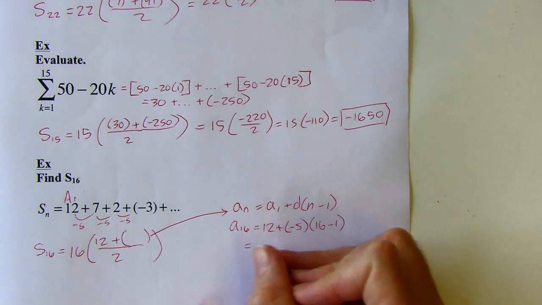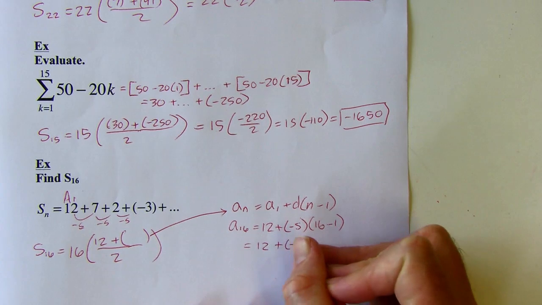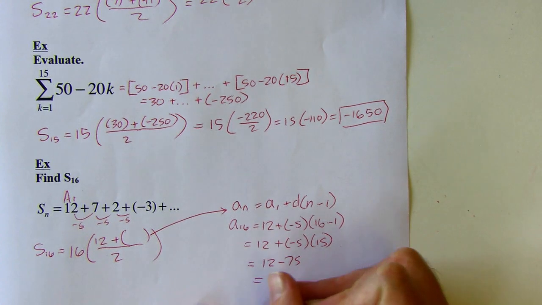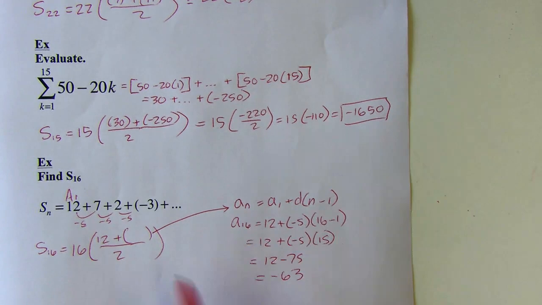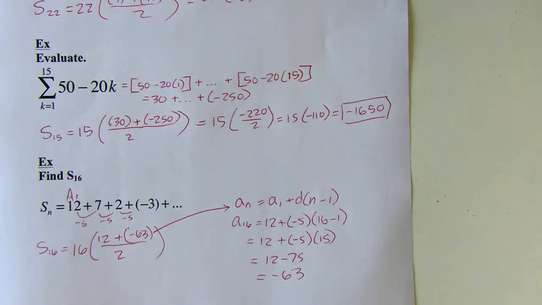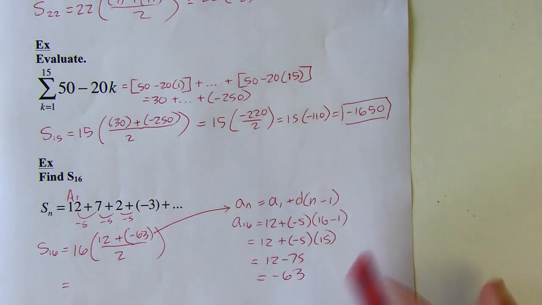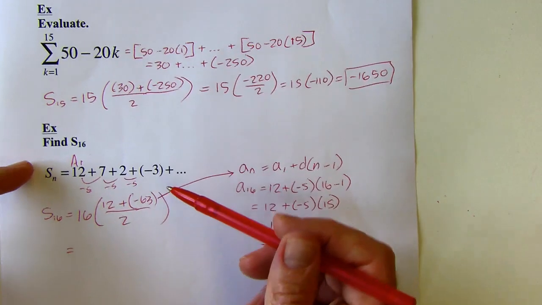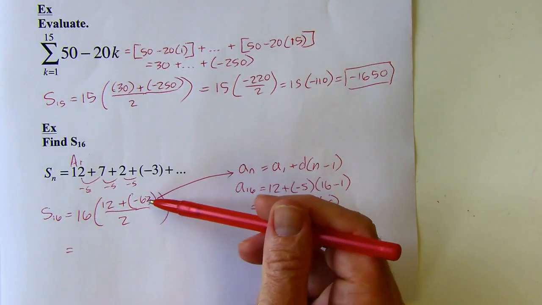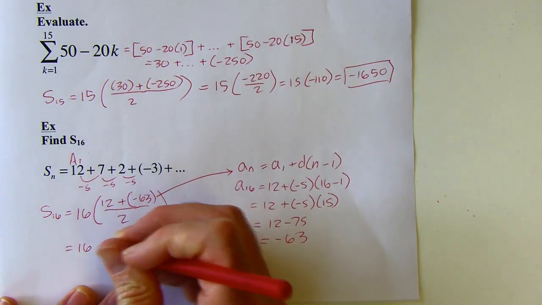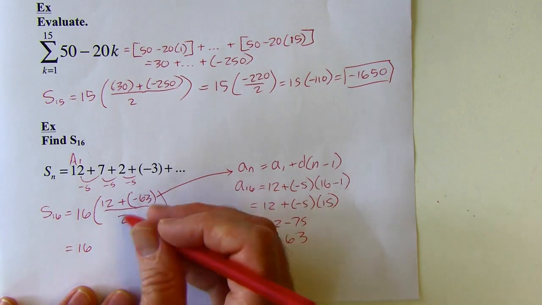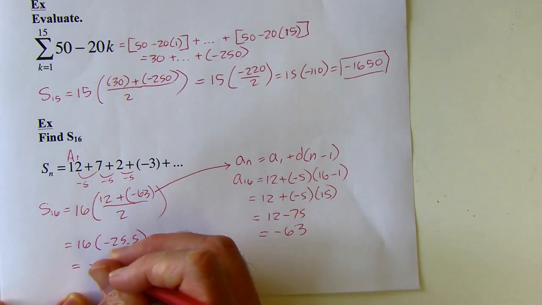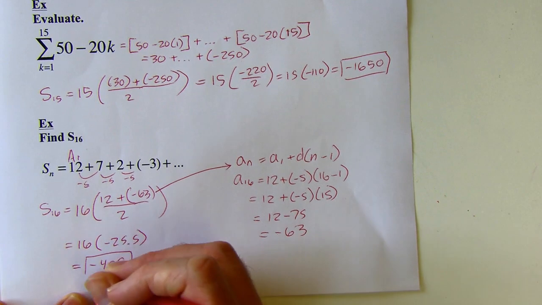Then I can simplify this. And negative 63 should be the 16th term there, so that's going to be the last term in that series. Then I can just simplify this. So you kind of got to do a little problem within a problem when this is written in this format. You got to figure out what the last term is by using the specific term formula. Let's see. That fraction, if you simplify it, is going to come out to negative 25.5. And then negative 408.